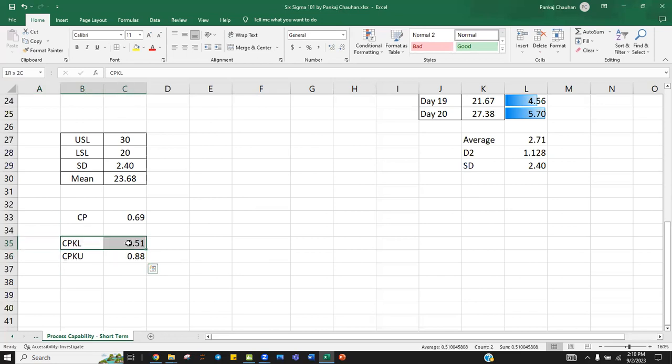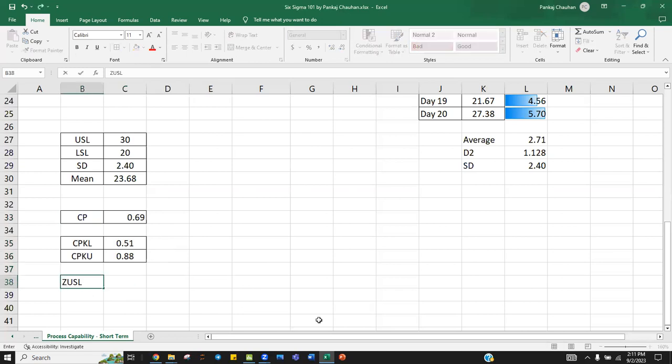So my CP value as per this data is 0.69, and my final CPK value as per this data is 0.51. Further, if you want to convert that into the Z value, ZUSL is equal to 3 times CPK-U. In the same way you can convert ZLSL, which is 3 times CPK-L.